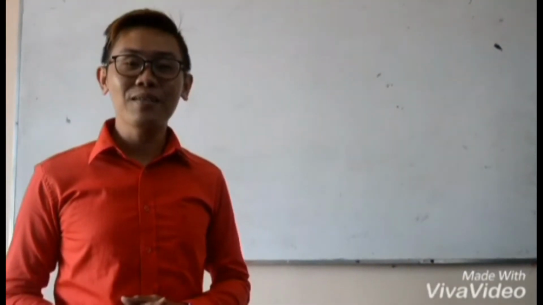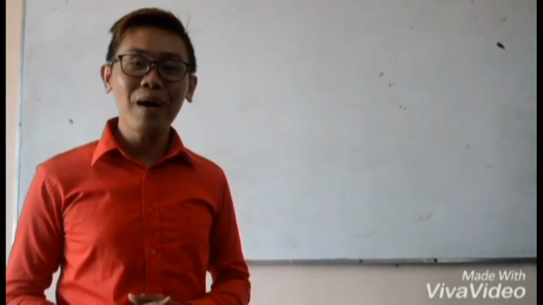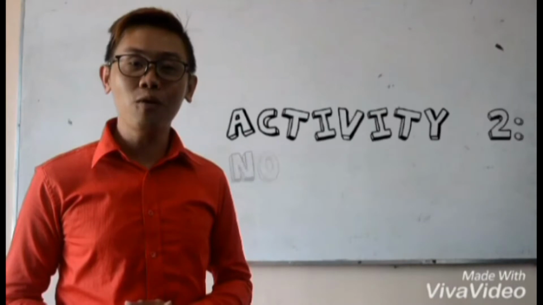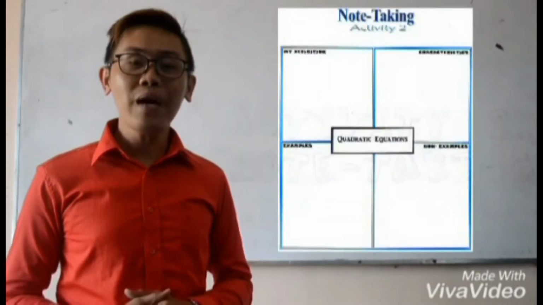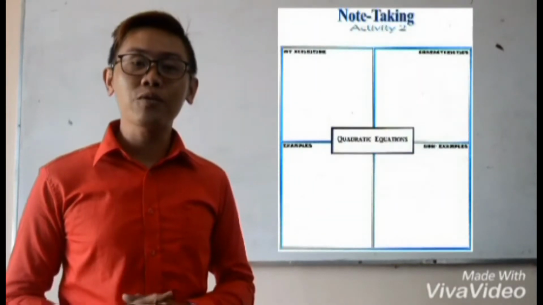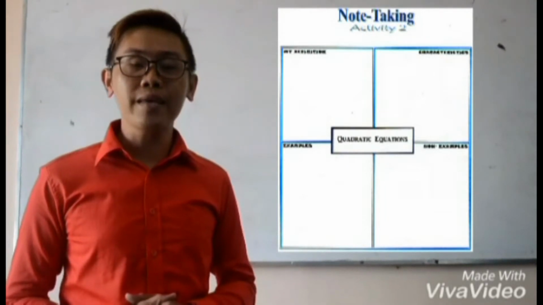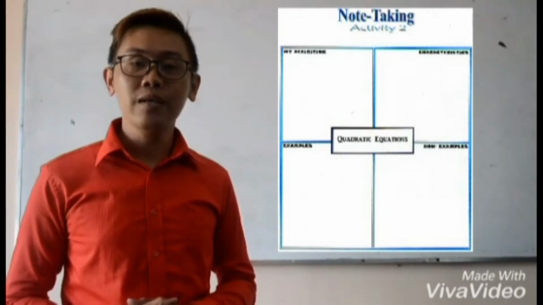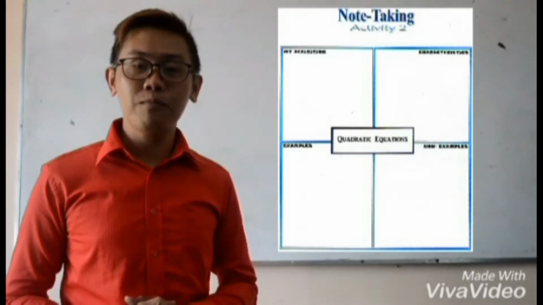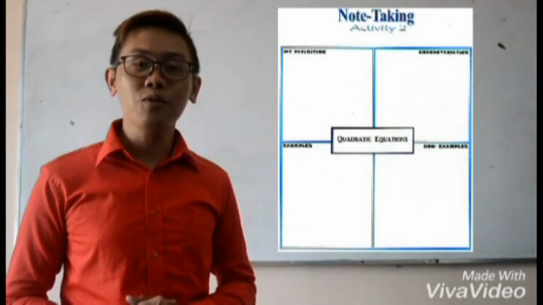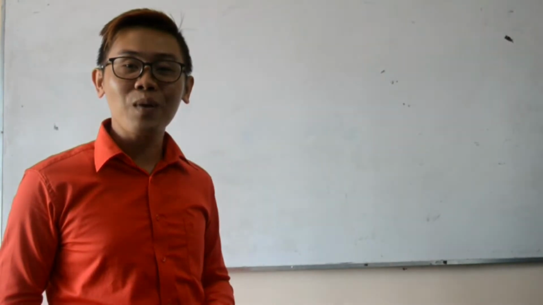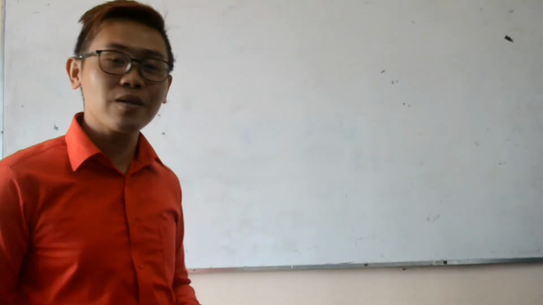Let's have now the key concept. While I am having my lecture, you are going to do your activity number 2, which is note-taking. While I am having the lecture, you will take down notes of all the important details about the topic, for instance, the definition, characteristics, and examples. A chart is used for you to take down the important details. Consider an example: x squared plus 3x plus 2 is equal to 0.